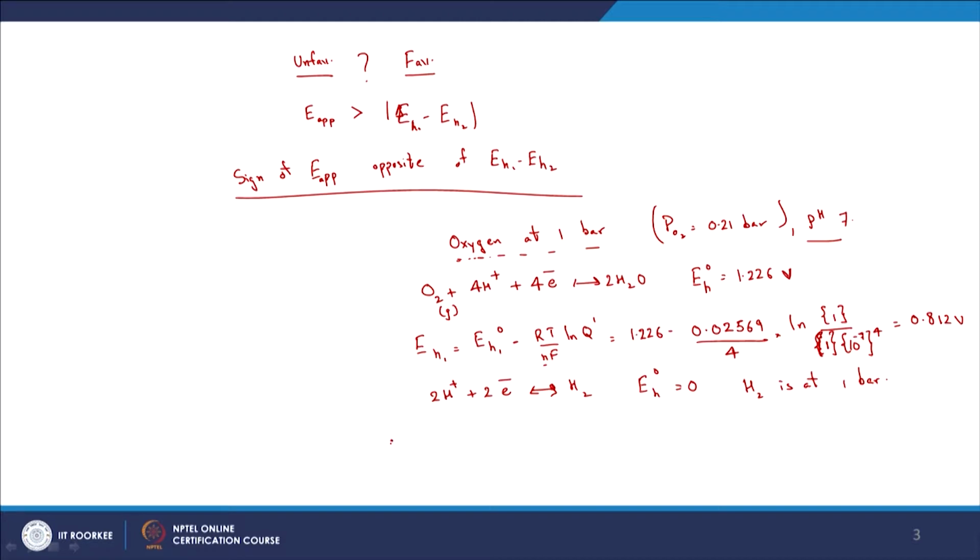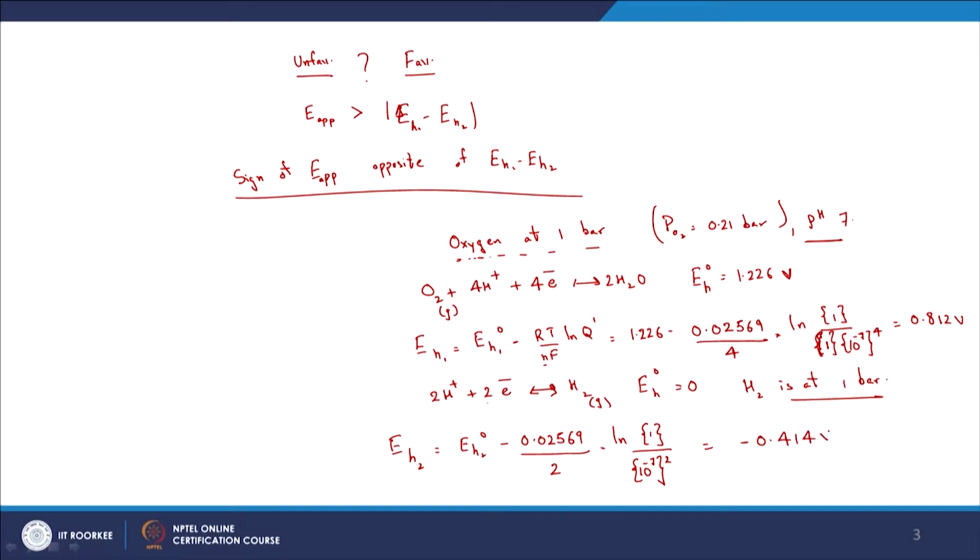And similarly we are now going to calculate EH2. So, EH2 is going to be equal to EH2 naught minus again RT by NF, and this value is 0.02569 by the number of electrons being transferred, which in this case is 2, into natural logarithm of Q dash again. So, the partial pressure of H2, the gas, again we assume is equal to 1 bar, so again it is 1 here, divided by the activity of H plus, which at pH 7 is 10 to the power of minus 7, raised to the power of 2.